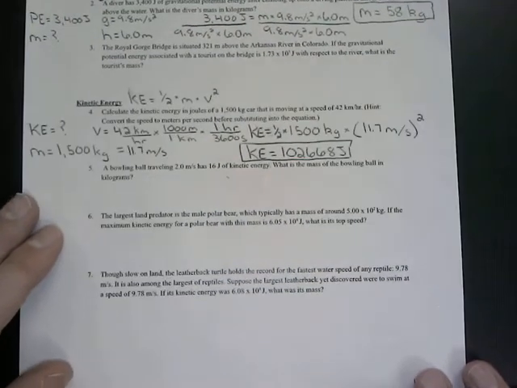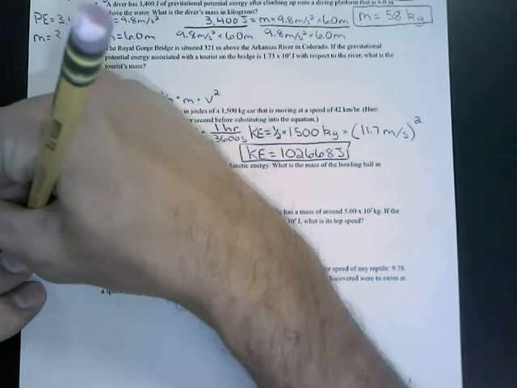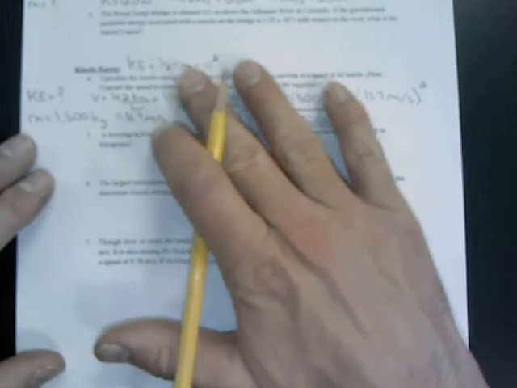So number 6, it says the largest land predator is the male polar bear, which typically has a mass of around 5.00 times 10 to the second kilograms. If the maximum kinetic energy for a polar bear with the mass stated above is 6.05 times 10 to the fourth joules, we want to know how fast can it move, or what's its top speed. So our kinetic energy, we start with this, is given at 6.05 times 10 to the fourth joules.